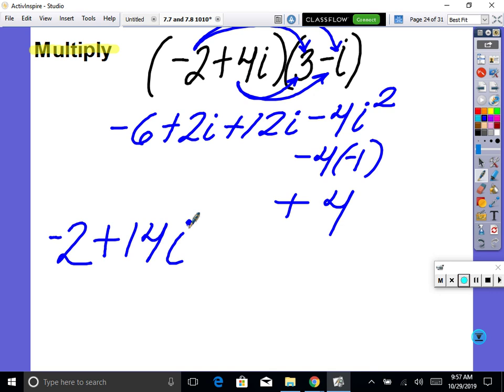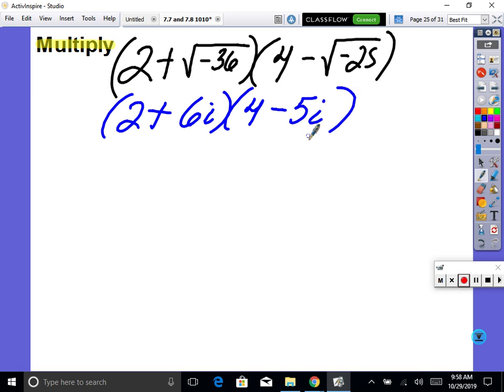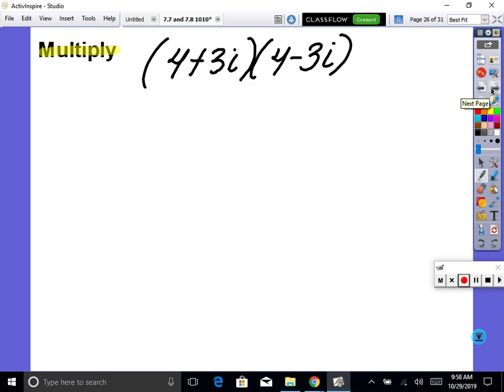We are almost done. Looking at this one, we won't go through it, but I just want to rewrite this at least: 2 plus 6i times 4 minus 5i, and then you would double distribute, right? What would this final term be? -30i squared, which would become plus 30. Okay, good. There's a reason I'm doing this one. There's a point here. These are conjugates, correct?